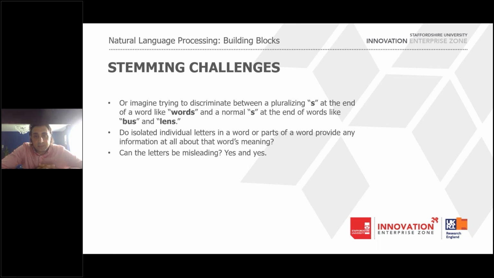So, do isolated individual letters in a word or parts of the word provide any information at all about the word's meaning? And can this letter be misleading? Of course, they can be misleading. And this is what our stemmer is trying to do, trying to find meaningful words from our extracted tokens.